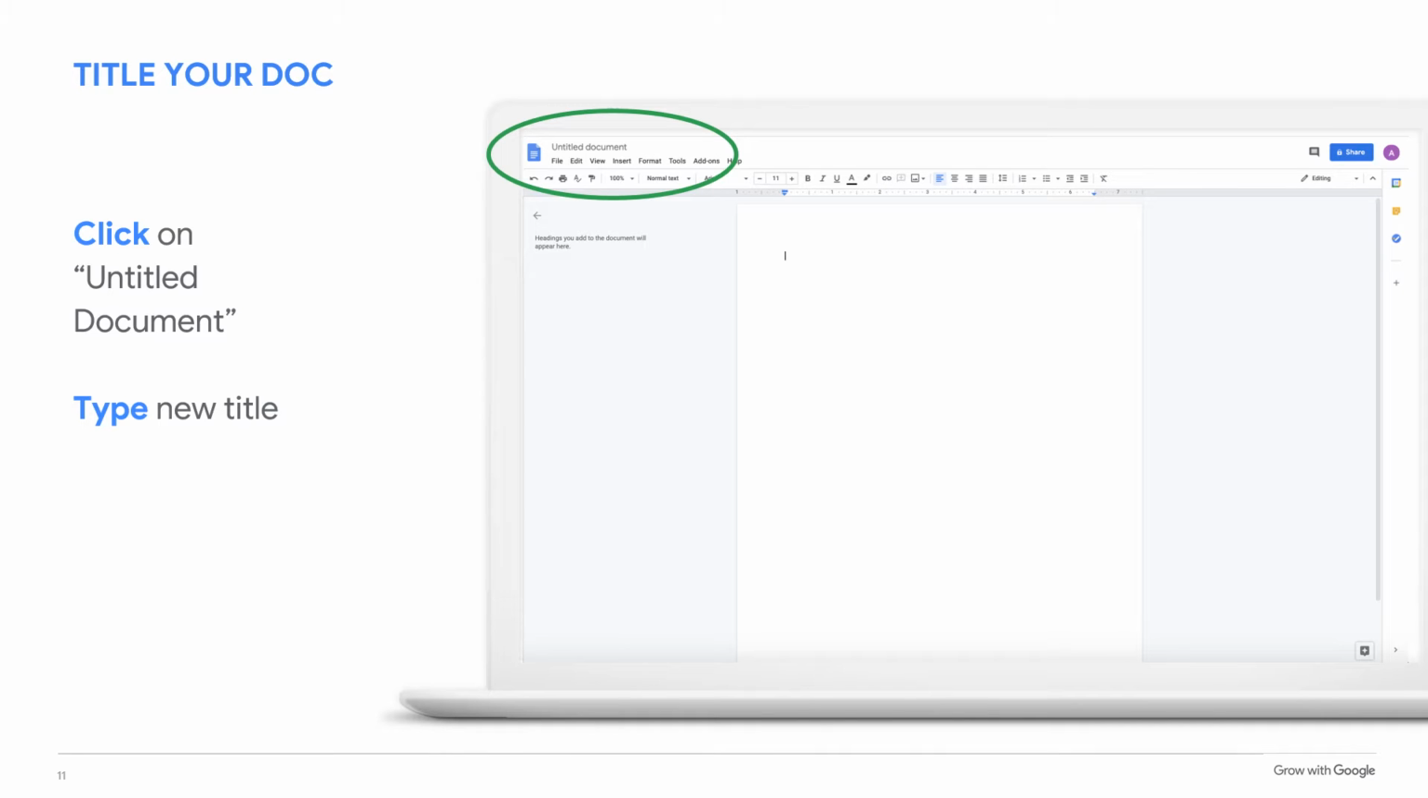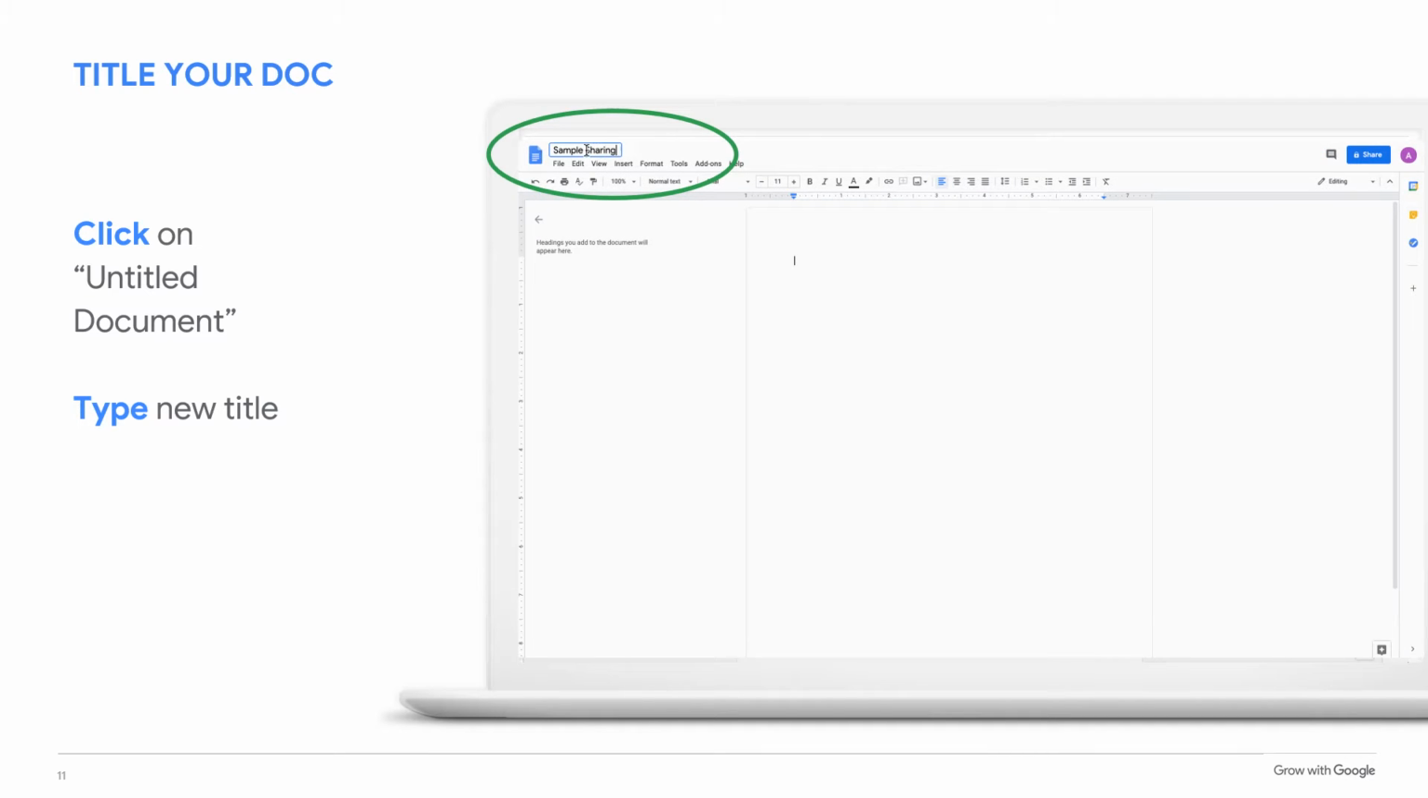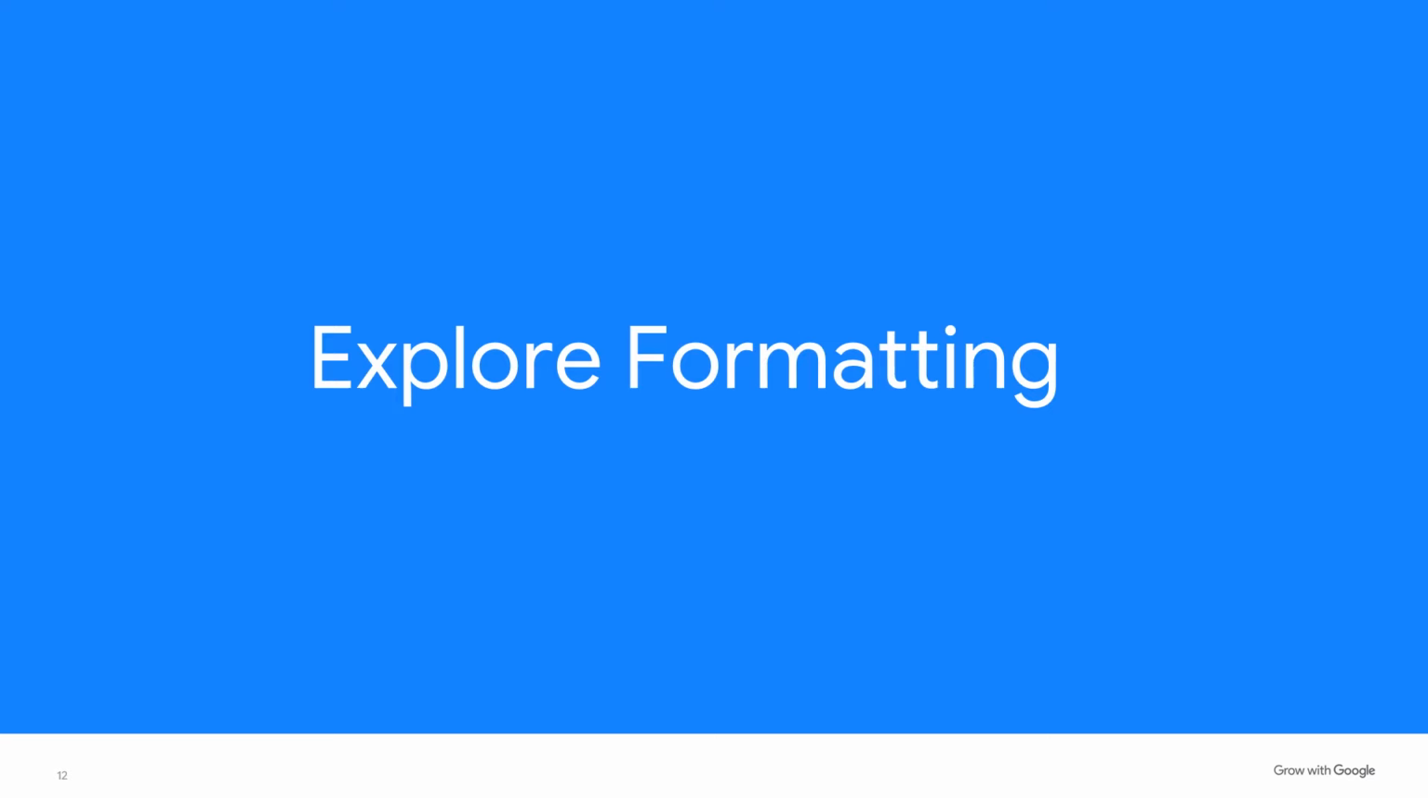The title should let you know what the document is and help you find it when you want to open it later. To title your document, click on the words Untitled Document in the left-hand corner, then type in the new title. If you can't think of a title right now, just use the title Sample Sharing Doc. In this module, I'll show you a few of the Google Docs tools that you'll use most often.